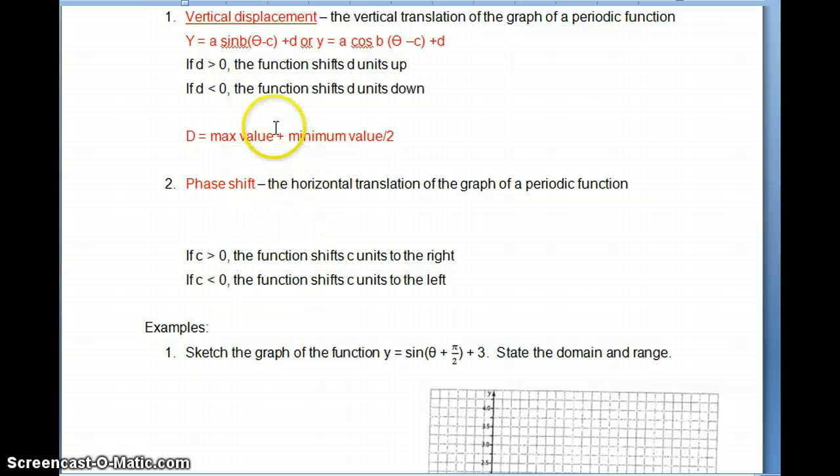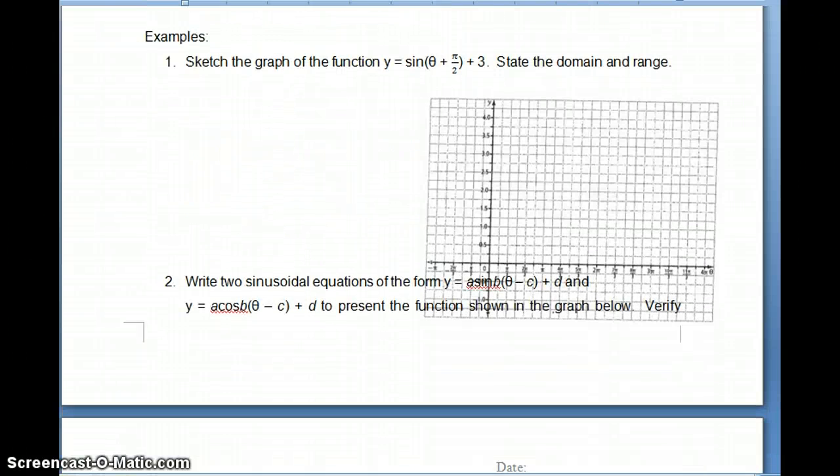Just remember that in your equations you'll have negative c, so don't forget to take the opposite value. Okay, now we're going to do some examples.